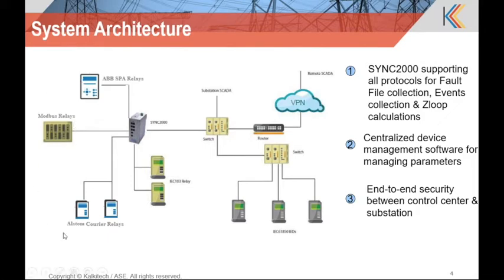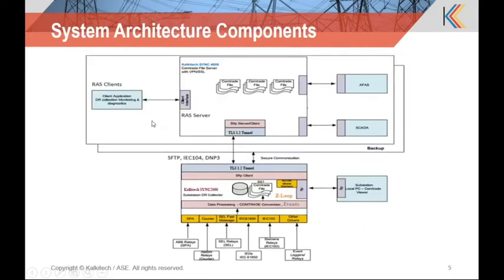Without doing any change to the existing system, you just need to plug in a Sync 2000. The remaining things Sync 2000 will take care of in an MV substation, collecting all these items and even doing a calculation of loop impedance. So these are the architectural components in detail.